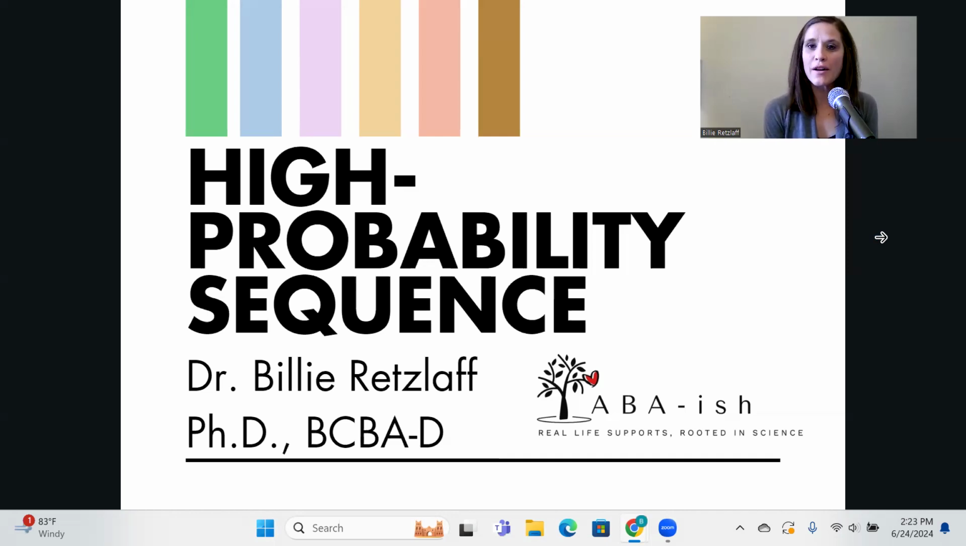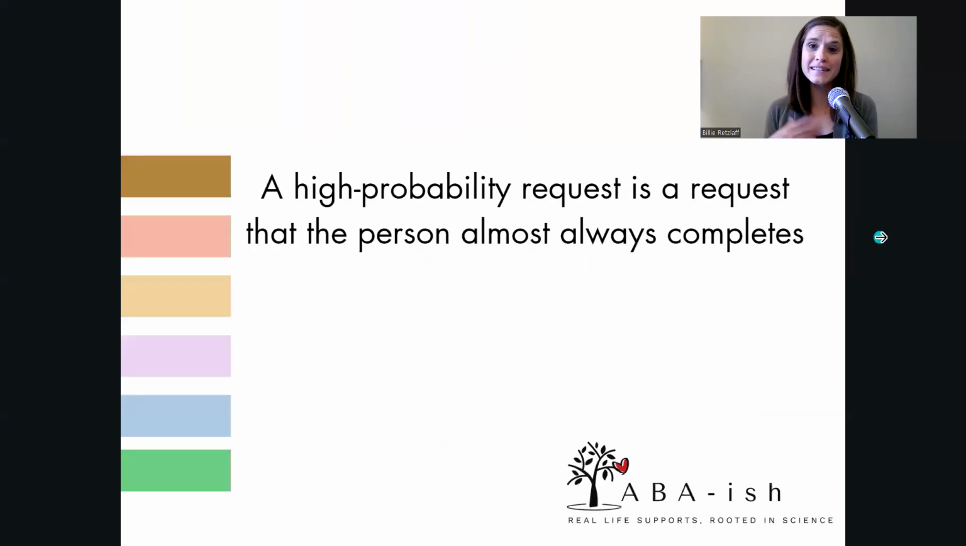Today, we're going to talk about how you can use a high probability sequence as a strategy to help when you are seeking cooperation from an individual you are supporting. All right, so to start with, we need to know what a high probability request is since we're talking about high probability request sequences. So, a high probability request is a request that the person almost always completes.